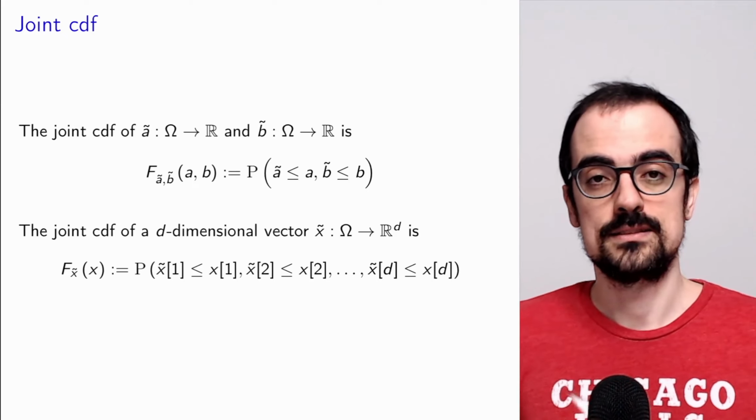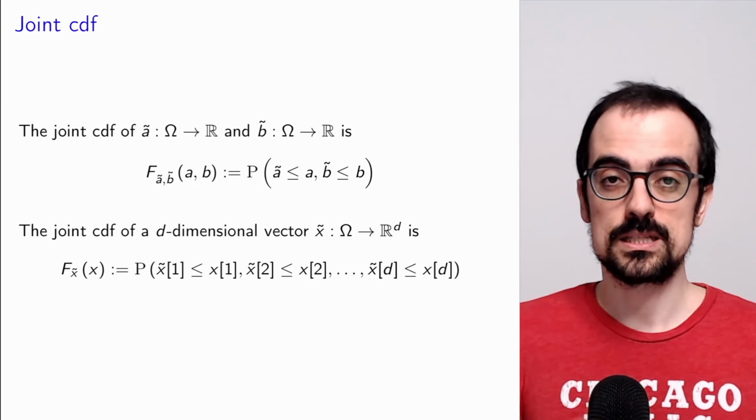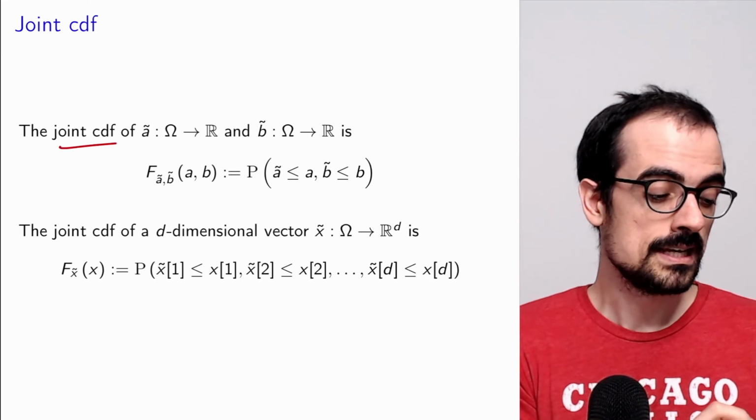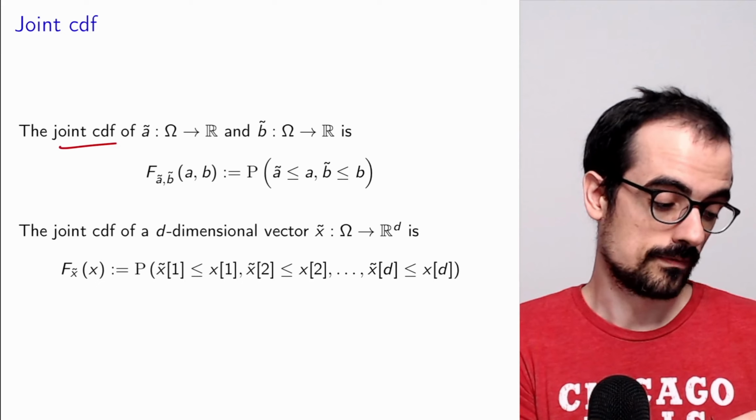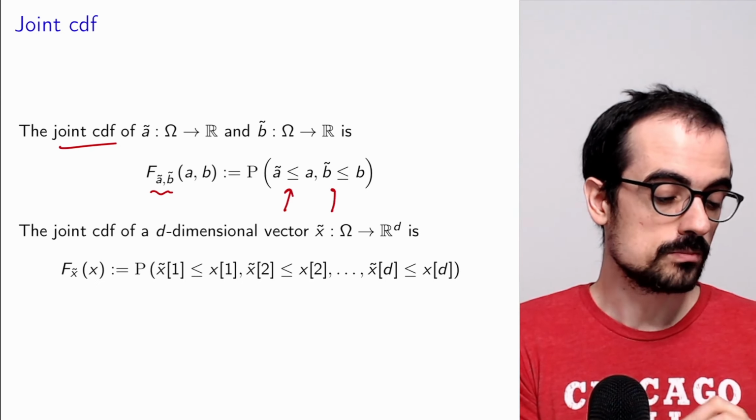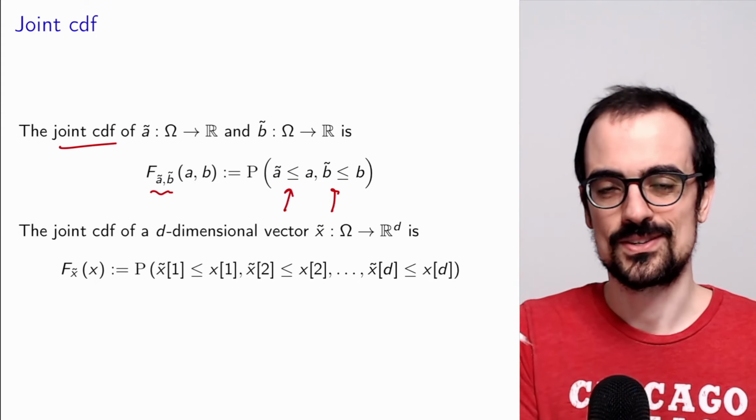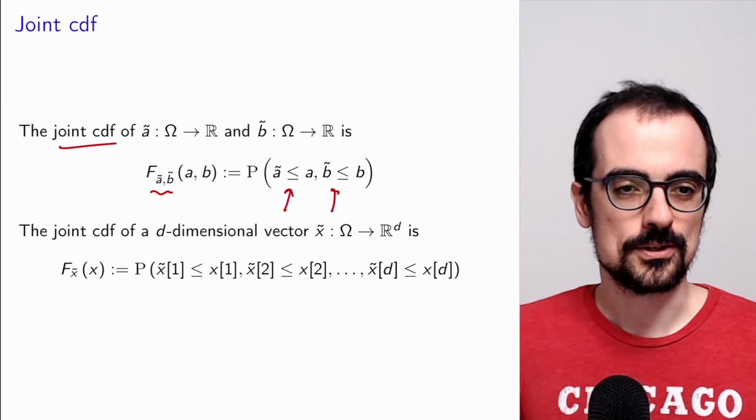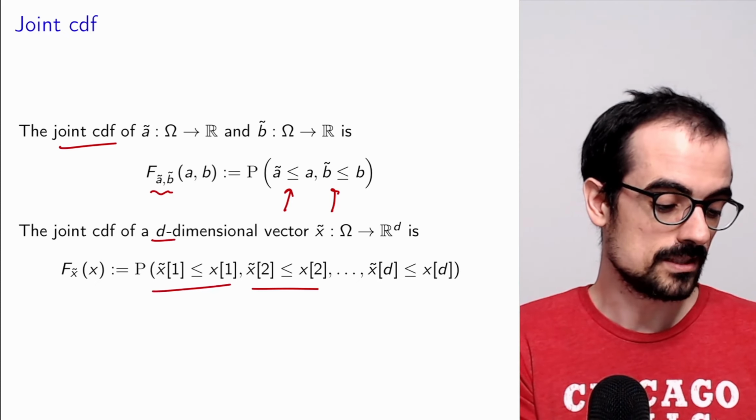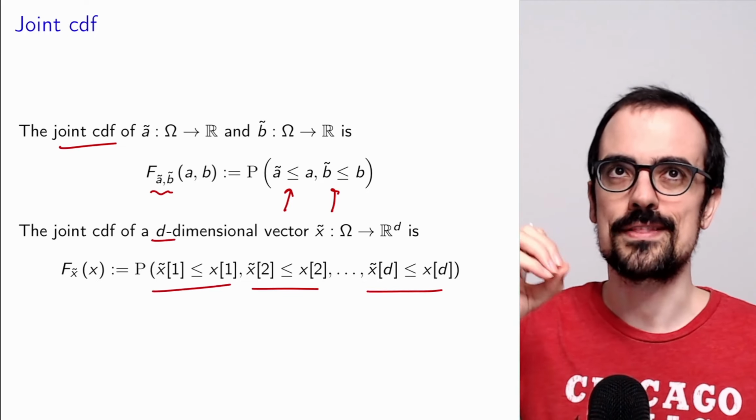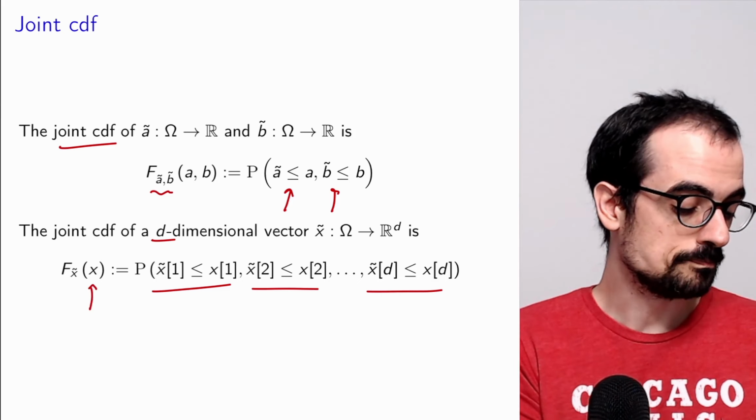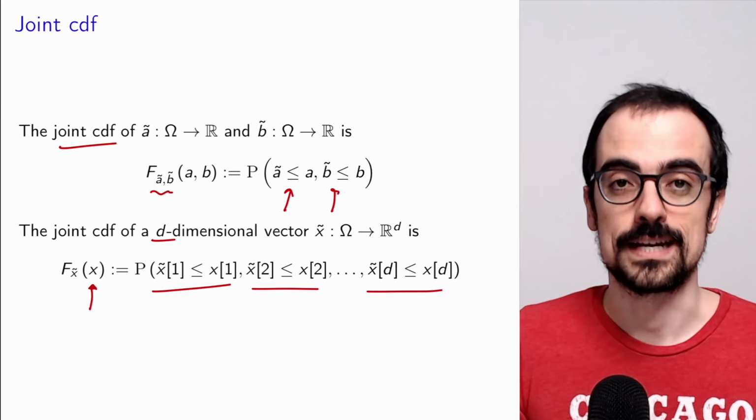So remember that the CDF is the probability that a random variable is smaller or equal to any value on the real line. The joint CDF, for two random variables, is the probability that they're smaller or equal to any pair of values on the real line. For D dimensions, each entry is smaller than or equal to certain values, the entries of that deterministic vector.